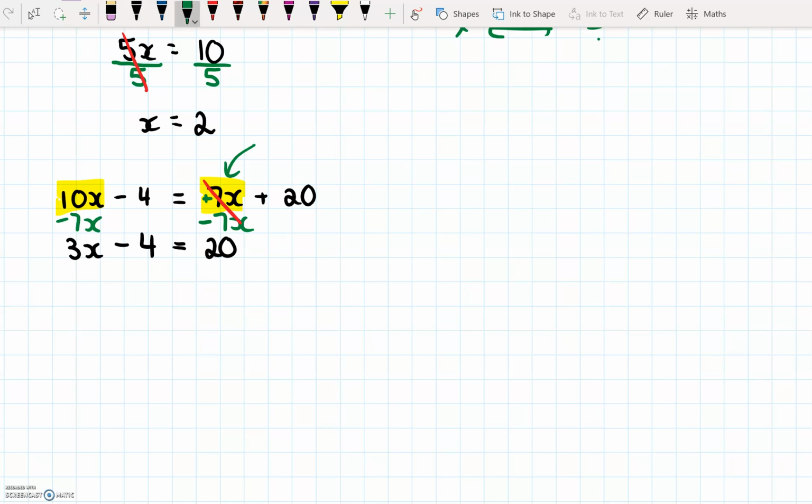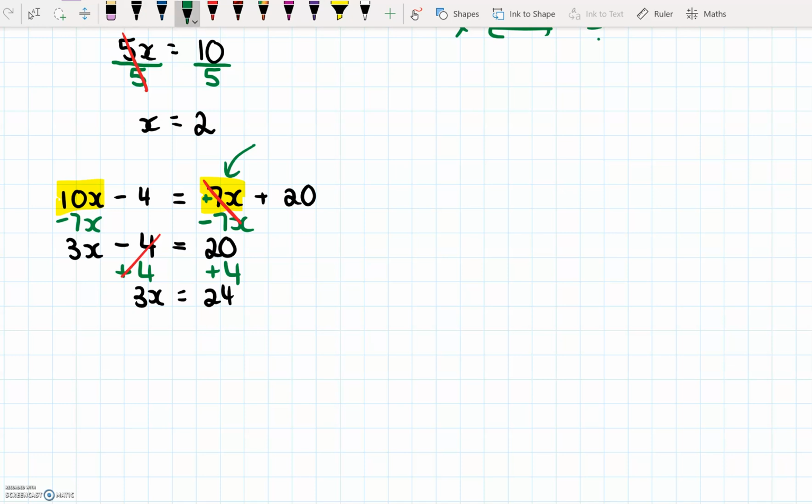Okay, now we have x on one side, just like the example we did before. So we want to get that minus 4 to go away, so we're going to make that plus 4. We must do it to both sides, otherwise the equation won't be balanced anymore. So 3x minus 4 plus 4, these cancel. We end up with 3x is equal to 24.